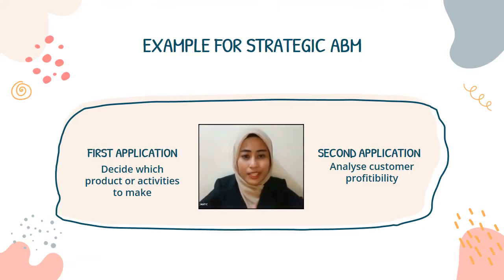Basically there are two applications for strategic activity-based management. For the first application, the management may decide which product to be produced and what kind of activity should be applied. And the second application, the management will analyze customer profitability. For the first application, since the organization already predicts the profit for each unit of product, they can rank their products according to total profit. From this method, they will know which product will bring more profit and which product makes a loss.